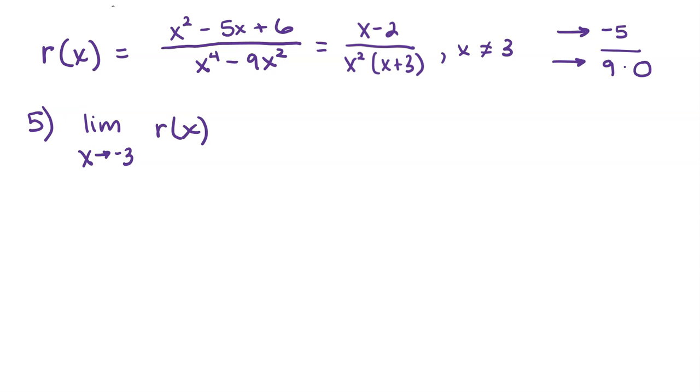And the question then comes down to what is happening as we come in from the left to -3, and then as we come in from the right of -3.